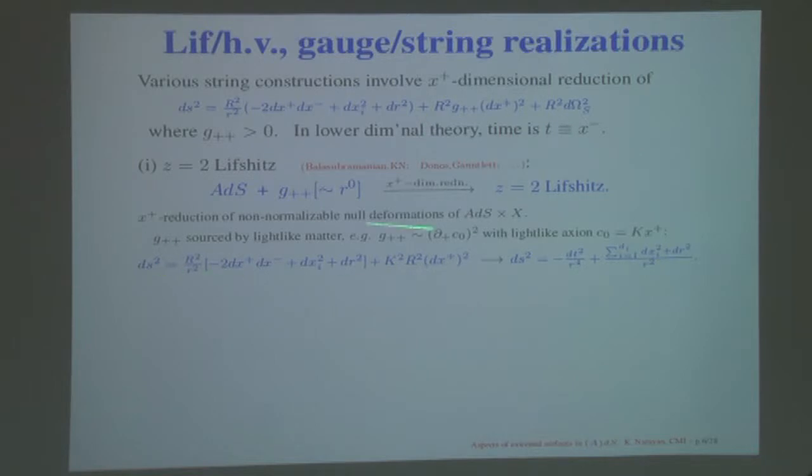Okay, so an example of this sort is this. This is some work nearly 4.5 years old by Kaushik Balasubramanian and me, and a little later by Donos and Gauntlett and various other people who generalized this. So this gives rise to z equal to 2 Lifshitz. These are non-normalizable null deformations of AdS cross X. In this case, G++ in general is sourced by some light-like matter. A simple example is I take a light-like axion, the G++ then is like that, and this gives a z equal to 2 Lifshitz spacetime like that.